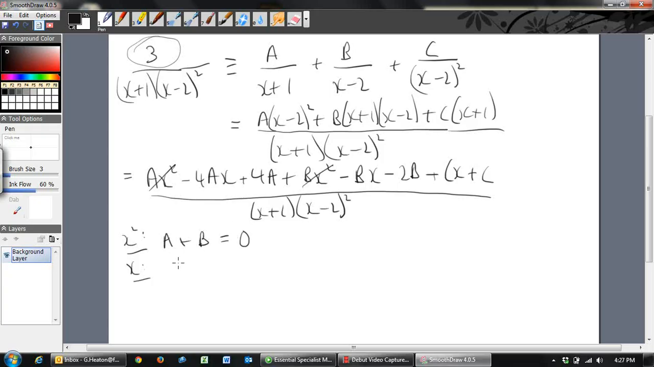Let's have a look at our x terms. We've got negative 4a there, and we've also got negative b there, and we've also got plus c equals 0, because there's no x terms in this either, so that must be equal to that. And finally, let's equate our constants. We've got 4a there, and we've got negative 2b plus c, and that's equal to 3, because our constant on this side is equal to 3.